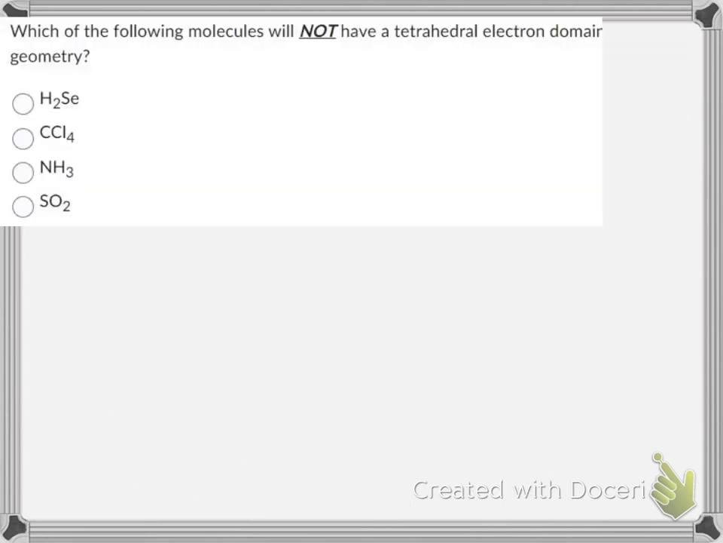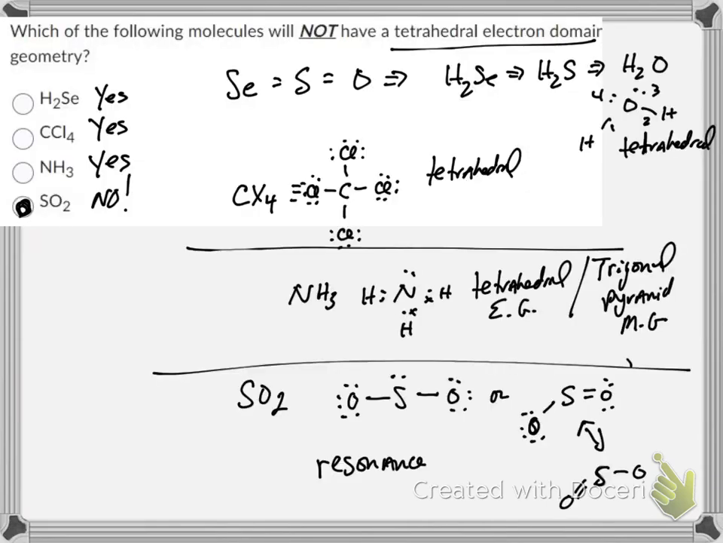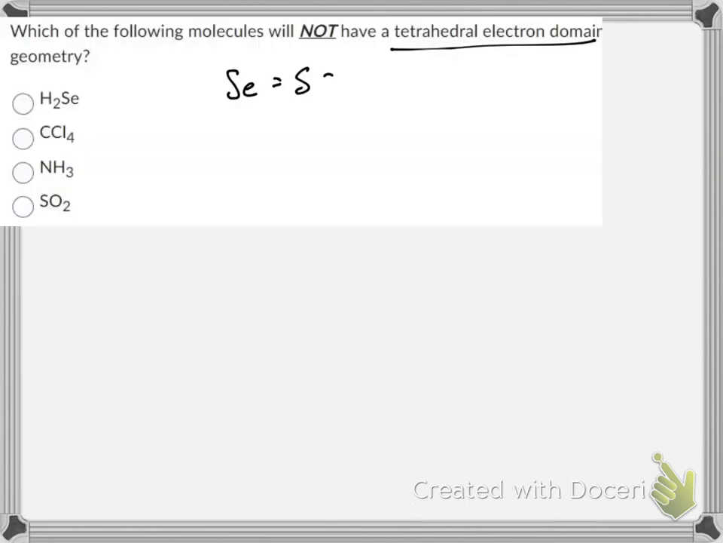So which of these molecules do not have a tetrahedral electronic domain geometry? Some of them are fairly straightforward to identify. Others are a little bit more difficult. Remember, when we see selenium, I'm asking you to climb the column and say, well, selenium's like sulfur, but sulfur is like oxygen. So H2Se is just like H2O.